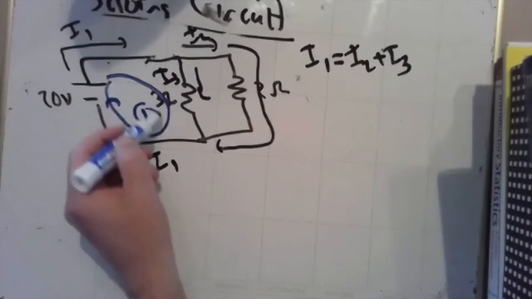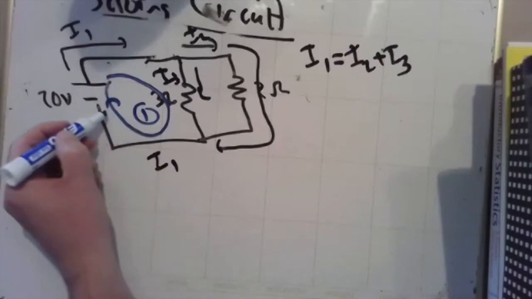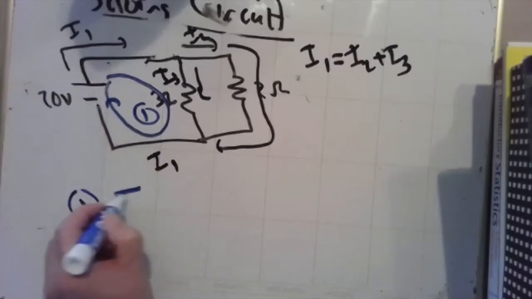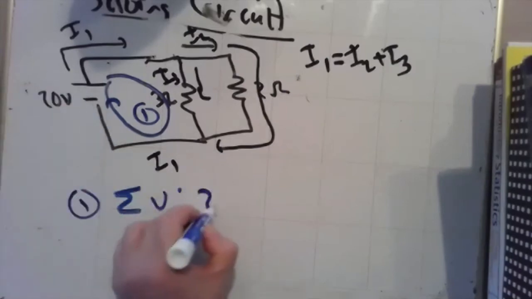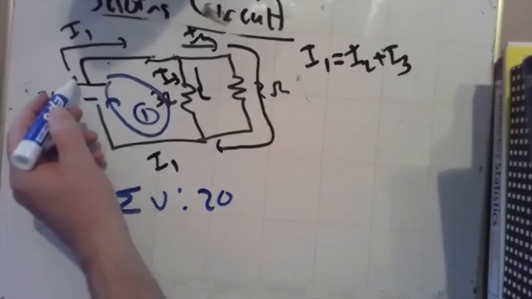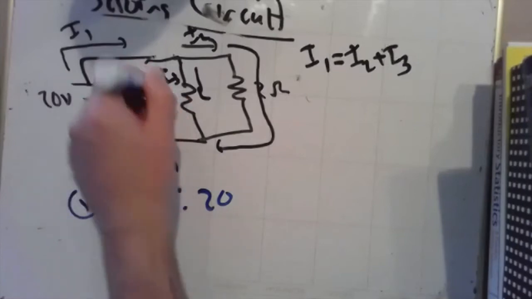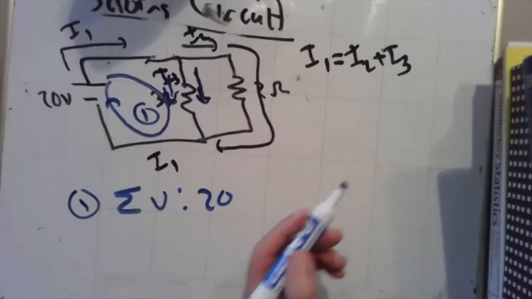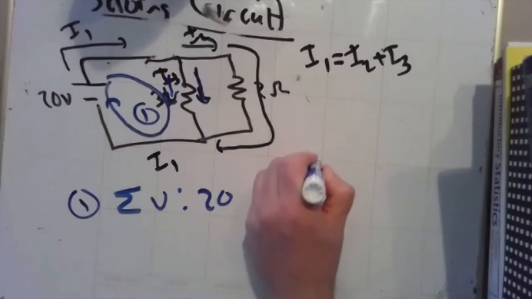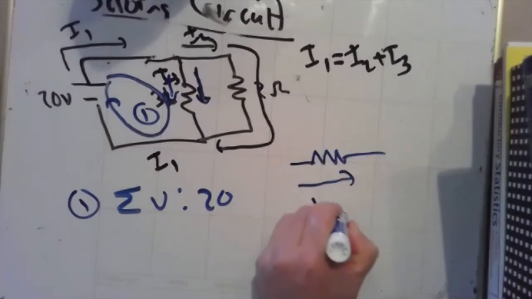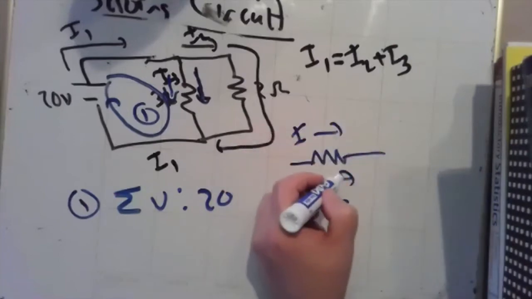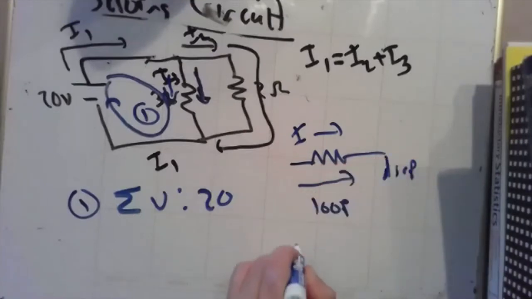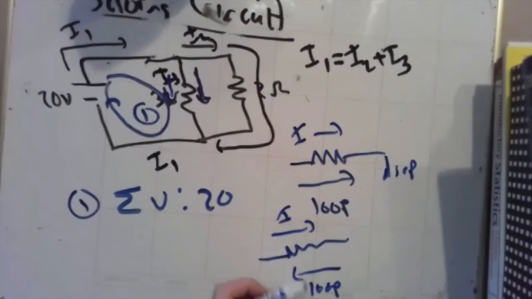All right, so let's start with this loop. So going around this loop, I'm going through the battery the correct way. So through loop 1, the sum of the voltages. Going through the battery the correct way would be a 20-volt rise. Going around the first resistor that this loop passes through, notice my loop is going down and my current is going down. Let me clarify something I said earlier. If you go through a resistor, if your loop and your current go in the same direction, then this is a drop. If you go through a resistor one direction with your loop, but the other way with your current, if your current and your loop are fighting each other, then our convention here is to call that a voltage rise.